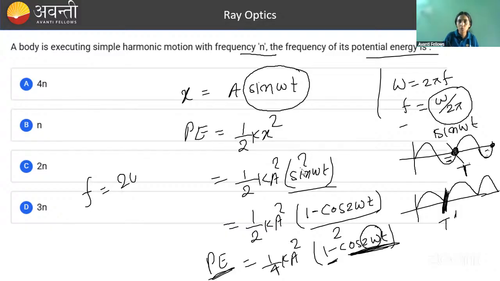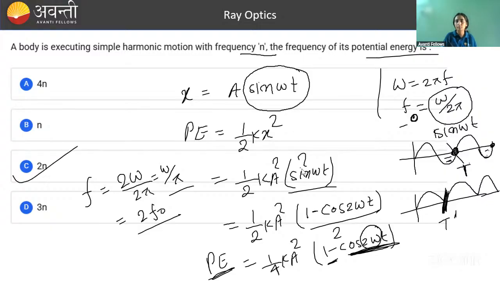So this is 2 omega by 2 pi. So this is omega by pi. Done it? And here it is omega by 2 pi. So if this is f naught, then omega by pi को आप क्या लिख सकते हो यहाँ से? 2f naught. So its frequency will be double. You can solve either way. ठीक है? Is it clear, everybody?